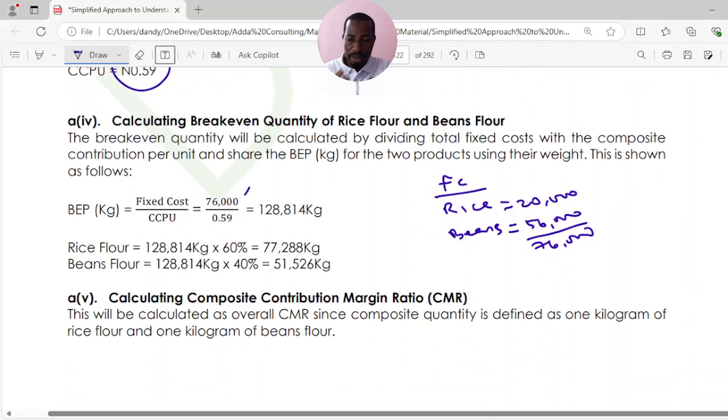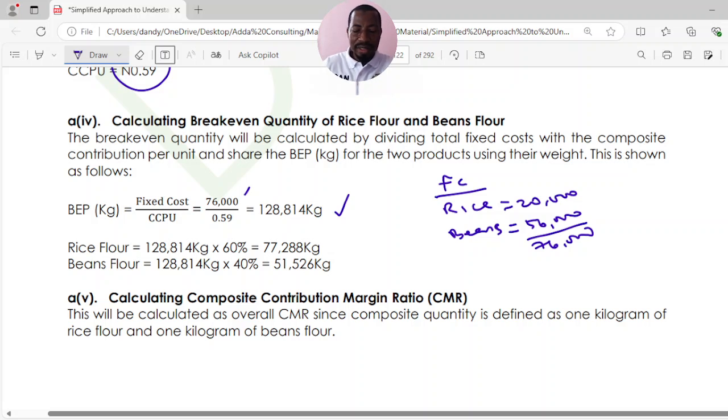So to do this, we've already determined the total fixed cost to be 76,000. The composite contribution per unit is 59 kobo. When you do that, the final answer is 128,814 kilogram. So that is for that. All you need to do now is to share the total kilogram of 128,814 between rice flour and beans flour.